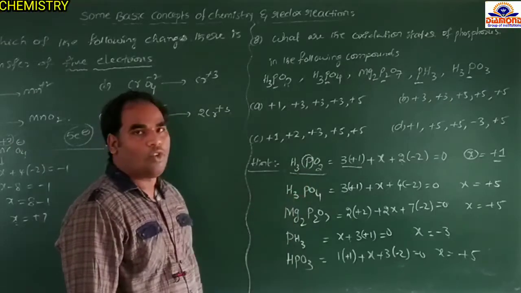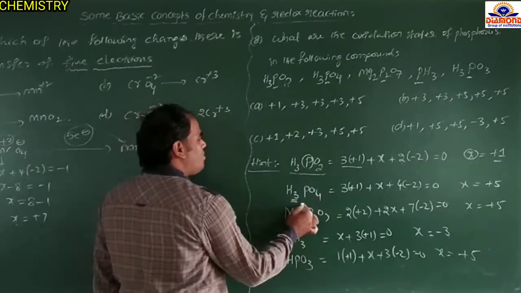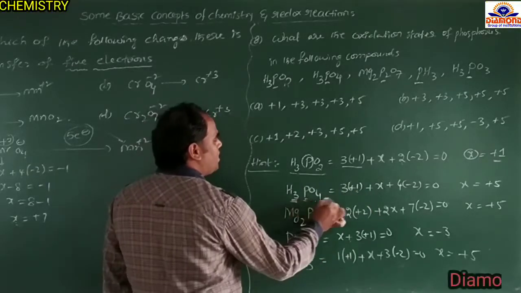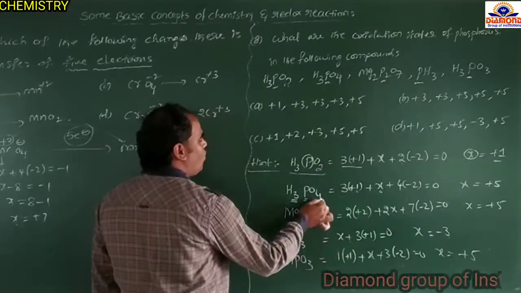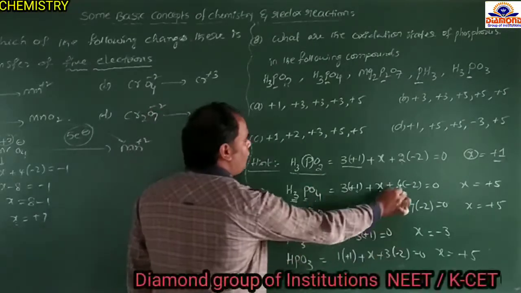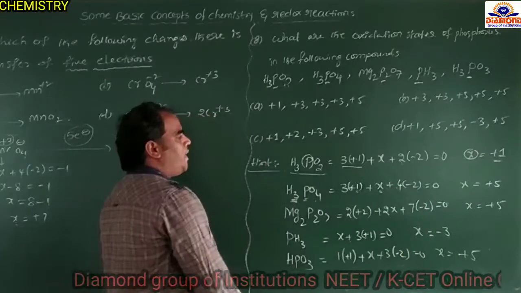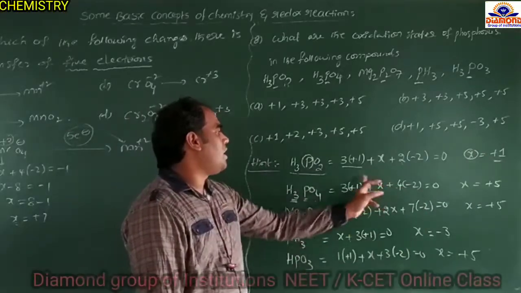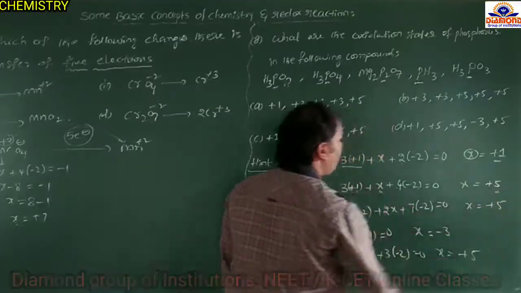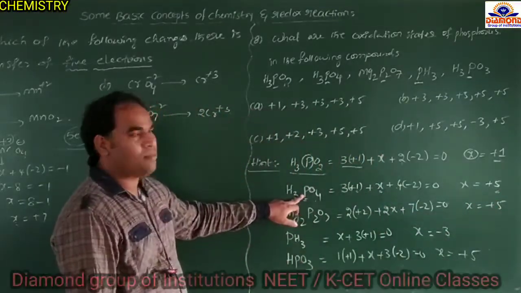Next, H3PO4. Here 3 hydrogen atoms, hydrogen's common oxidation number +1, and phosphorus is considered as X. And 4 oxygen atoms, oxygen's common oxidation number is -2, therefore 4 into -2, that is -8. So here -8 and here +3. Therefore, the difference is +5. So here phosphorus oxidation number is +5.